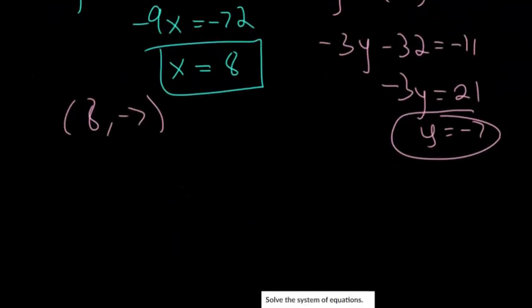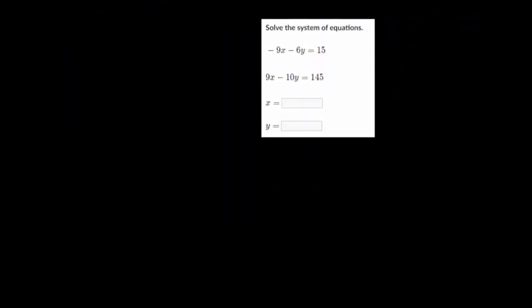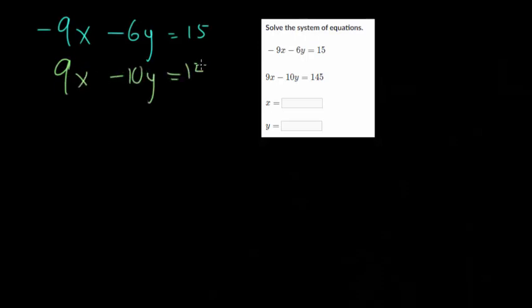So let's do one final question. And notice that the coefficients on x are the same this time. So we have minus 9x. And I should be careful, they're not the same, they're opposite. But it's usually when either they're the same or the opposite that's the variable we want to eliminate. So we have minus 9x minus 6y equals 15. And for the bottom one, we have that 9x minus 10y equals 145.